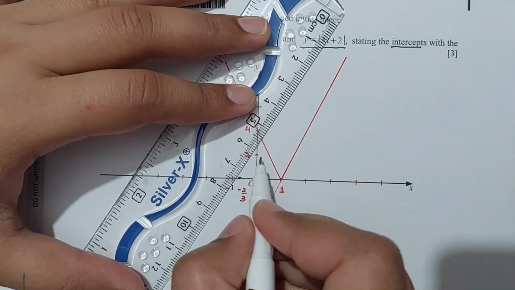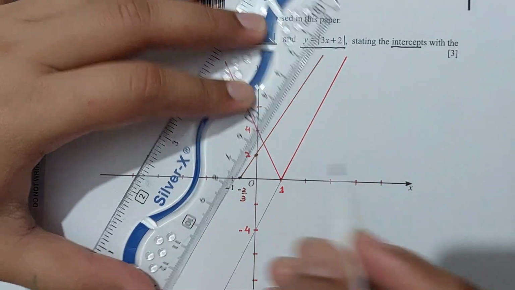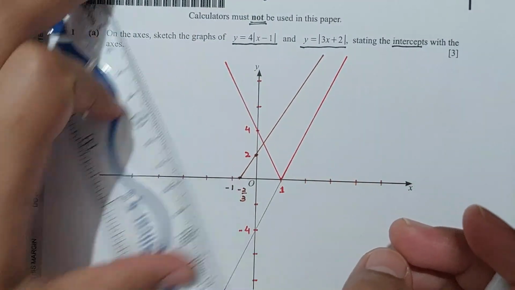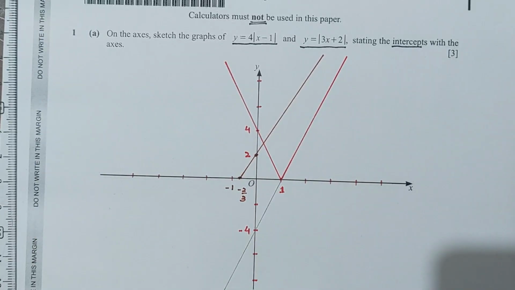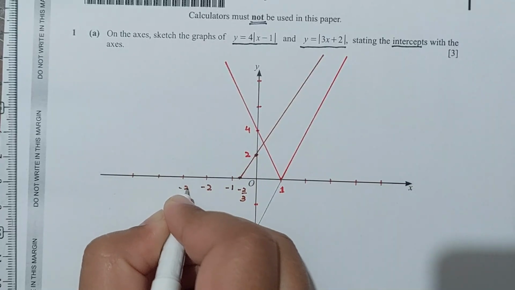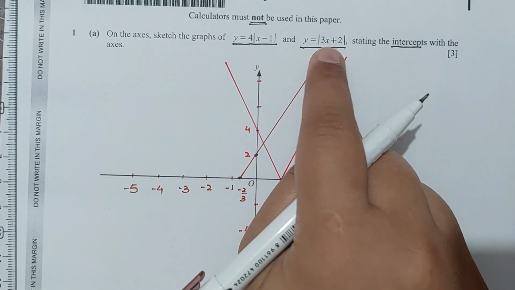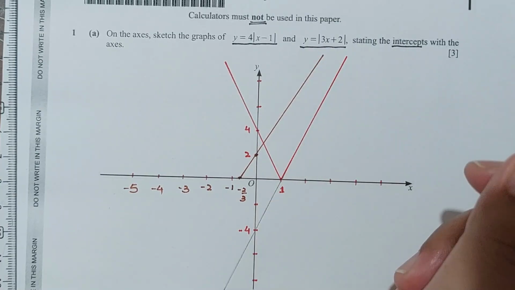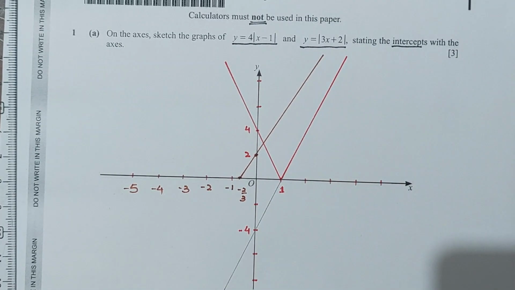You have to join the y-intercept with the x-intercept. Okay, now what is the other part of this curve? We don't know, right? So for this, we have to fix any other point. Let's say the x values are negative 2, negative 3, negative 4, negative 5. This is your choice. You can fix any x value and solve for the y values, right? So let's say x is equal to minus 2.